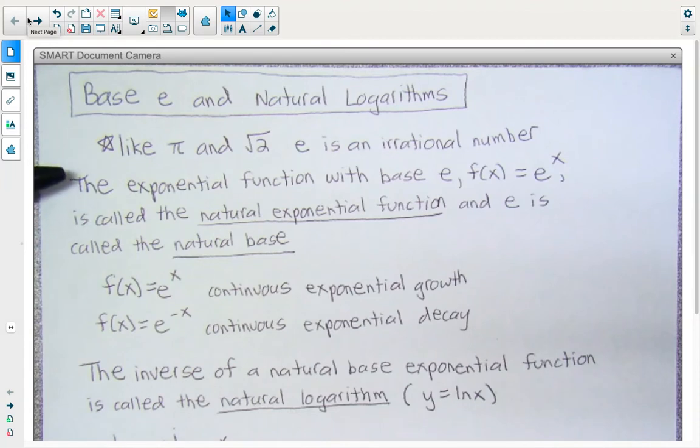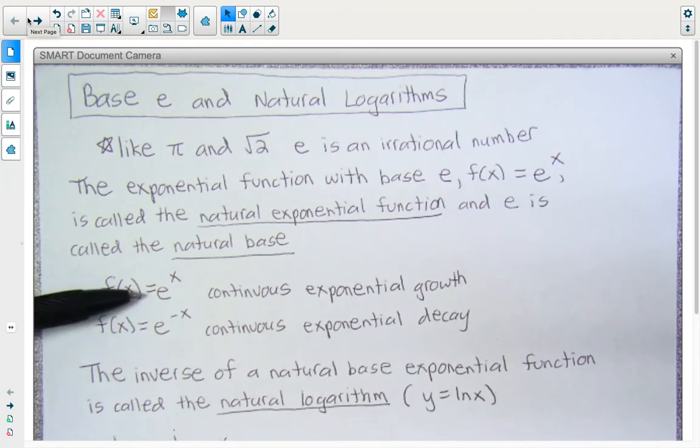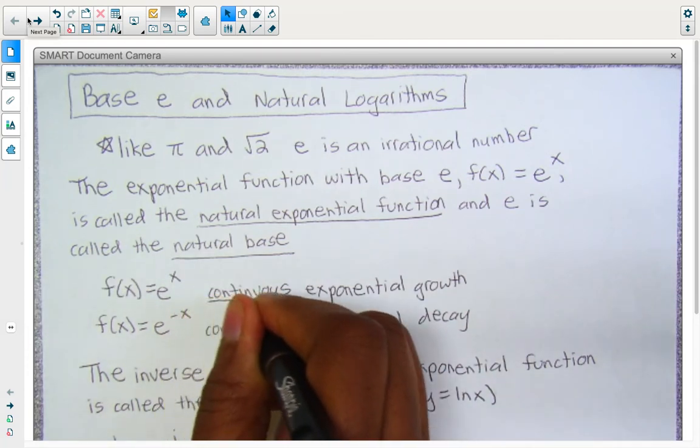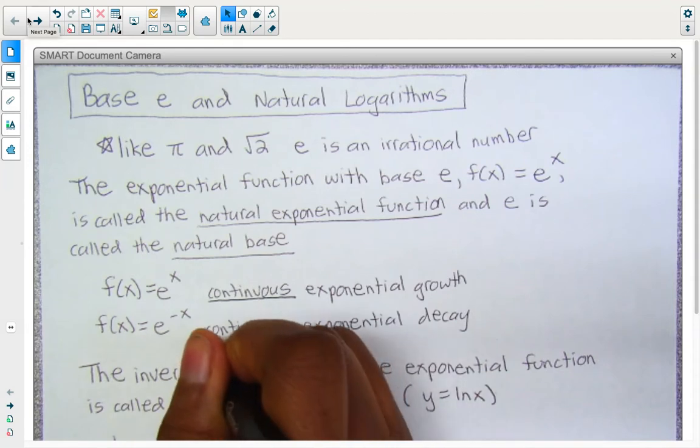The exponential function with base e, f of x equals e to the x, is called the natural exponential function, and e is called the natural base. So we've got two examples here, and we'll take a look at their graph in just a minute. f of x equals e to the x is continuous exponential growth. This word continuous, we're going to be using a lot. And f of x equals e to the negative x is continuous exponential decay.